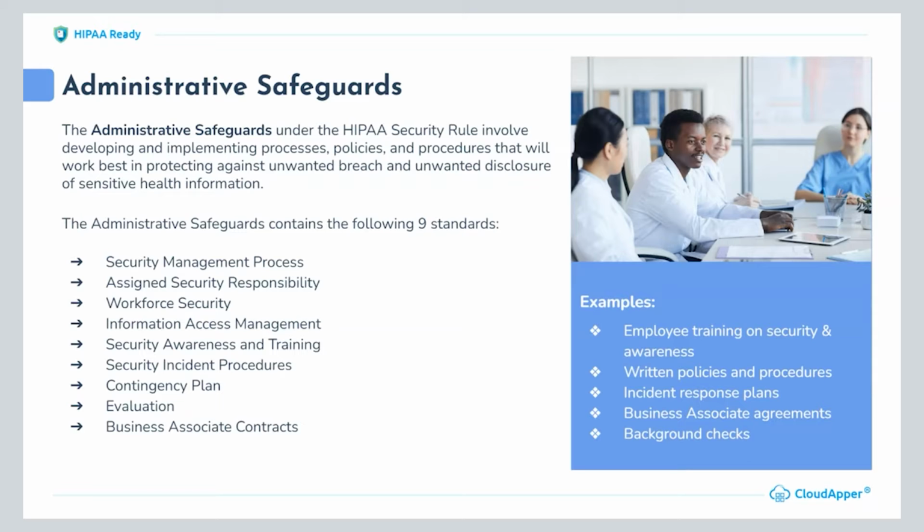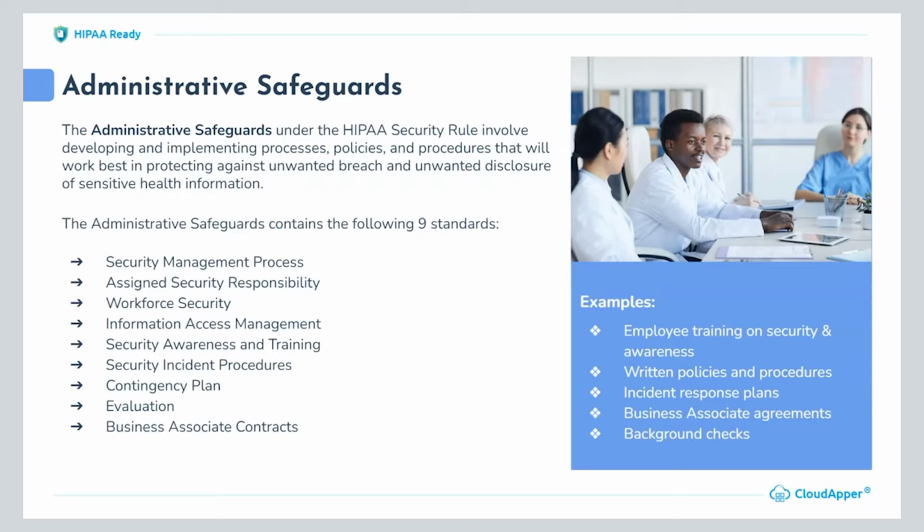The administrative safeguards contain the following 9 standards: security management process, assigned security responsibility, workforce security, information access management, security awareness and training, security incident procedures, contingency plan, evaluation, business associate contracts.